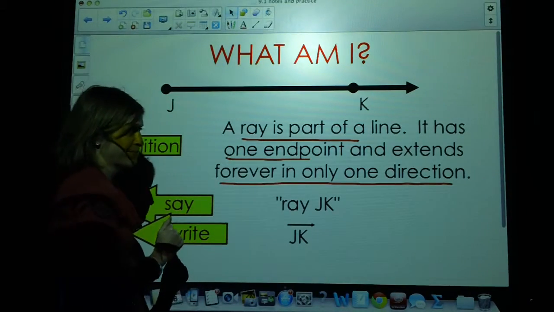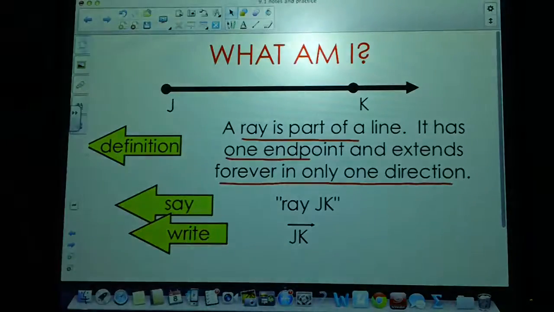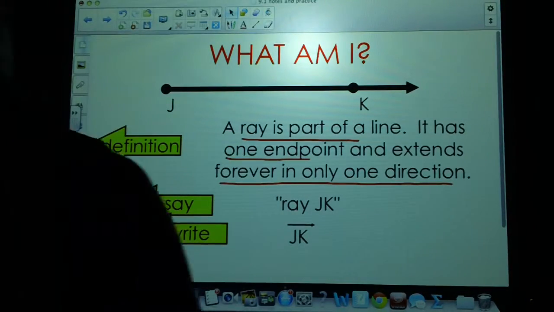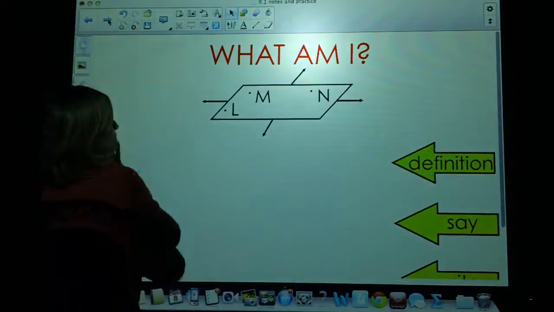Okay, I'm going to give you a second to write all that down. Making sure everyone can see everything. Perfect. All right, moving on.